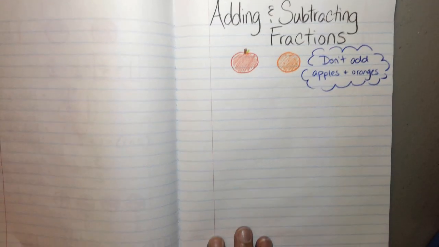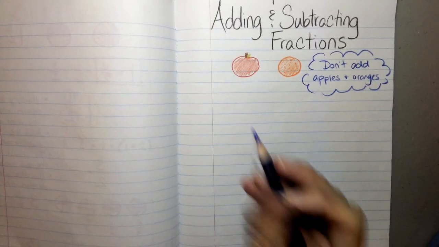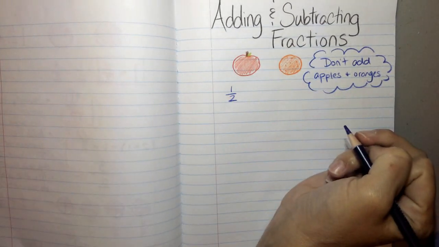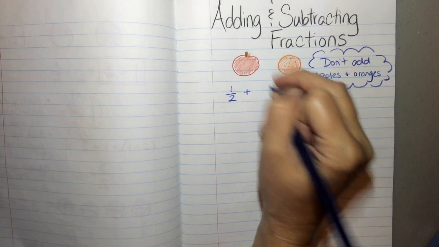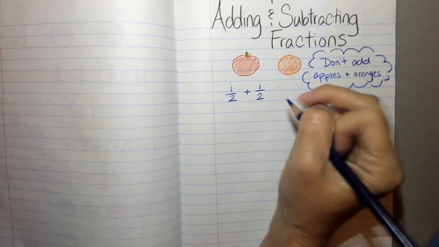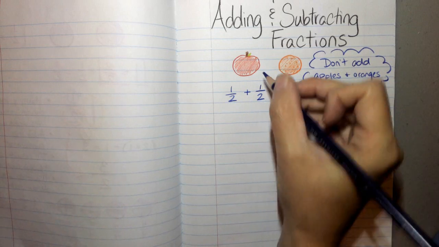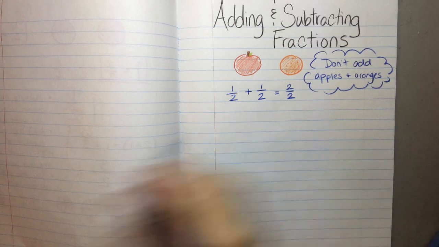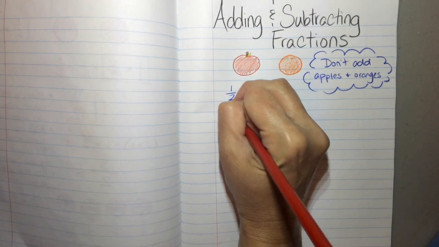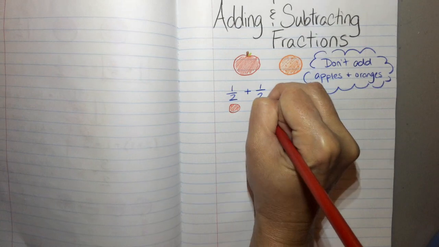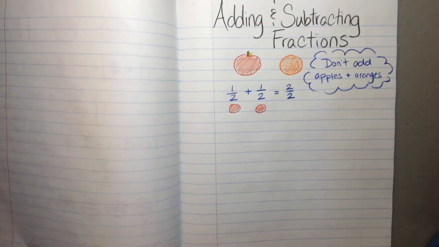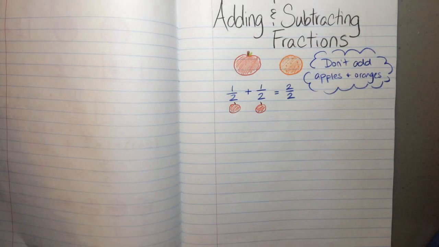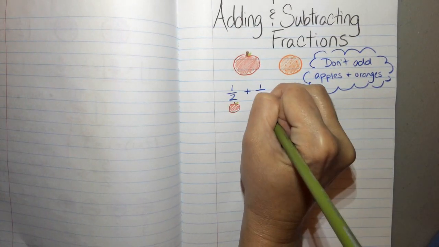And why do I tell myself that? Well, because when you're talking about fractions like 1/2 plus 1/2, that's like having two apples, right? That's two halves. 1/2 plus 1/2 is just two halves. So it's just like saying you've got one apple plus another apple equals two apples. So fractions are just like apples, or oranges.